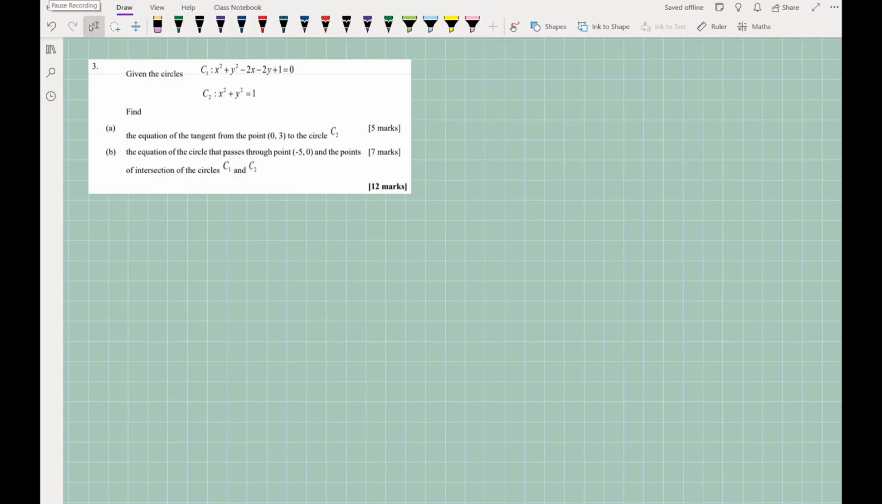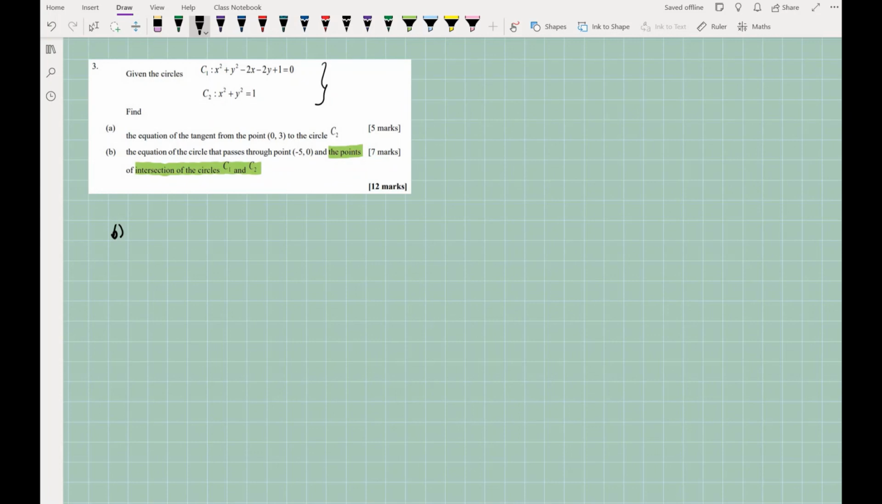So, untuk question 3, okay, 3B, section B nombor 3. So, di sini again kita diberi two circles with the equation as follow. Dua-dua adalah general equation. And the question says to find the equation of another circle, C3, yang mana this circle passes through points negative 5, 0 and the points of intersection of C1 and C2. So, the first step here is for you to be able to identify what is the point of intersection between C1 and C2.